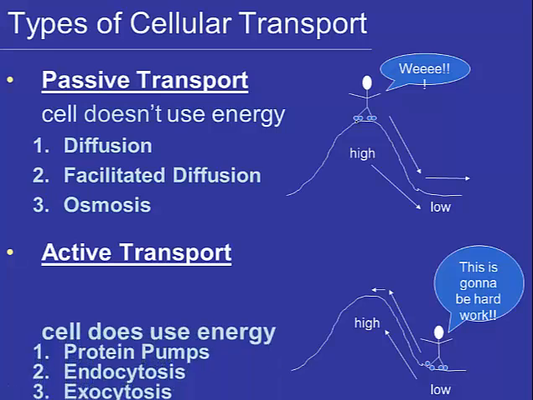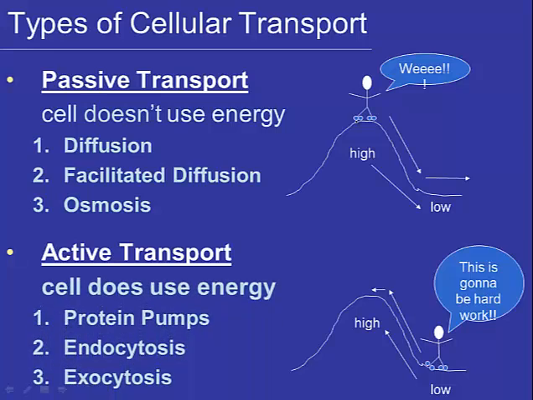Active transport is the opposite of this, where the cell has to use energy in order to transport molecules across the membrane. Protein pumps, endocytosis, and exocytosis are all examples. You can imagine that as being at the bottom of the hill with your rollerblades on, and you need to get to the top. It's going to take quite a bit of energy and effort on your part.